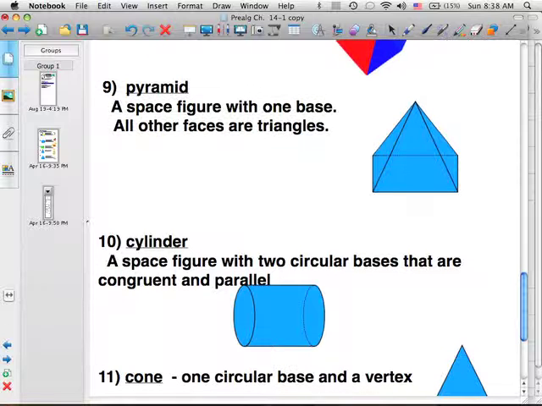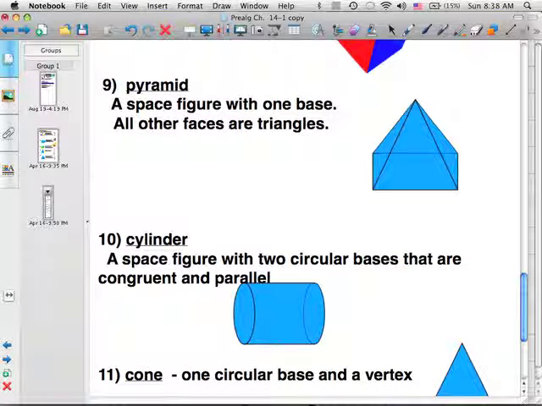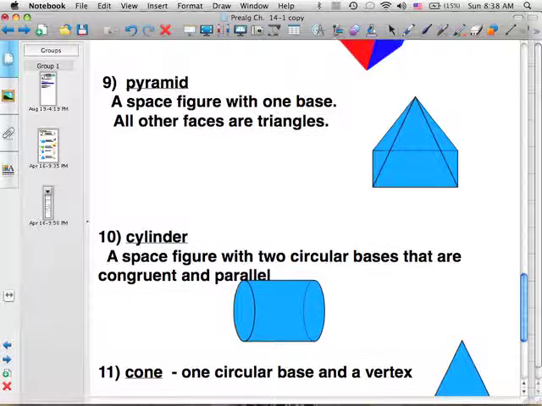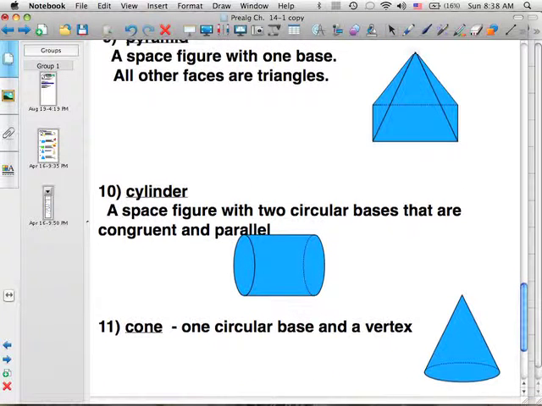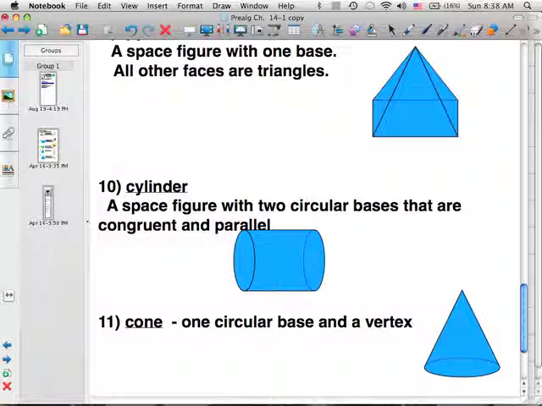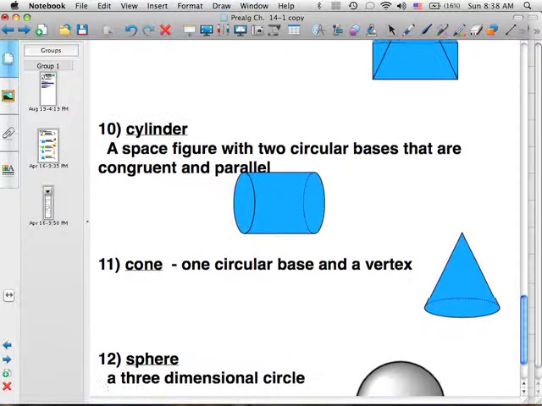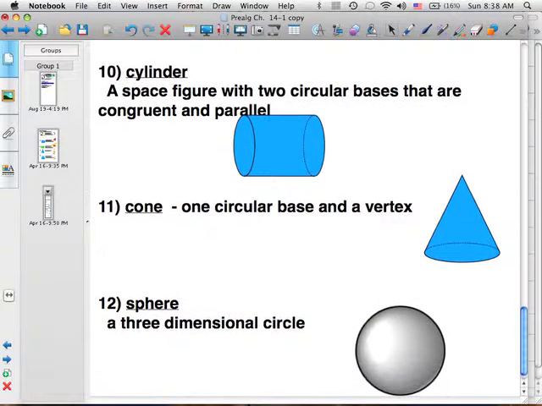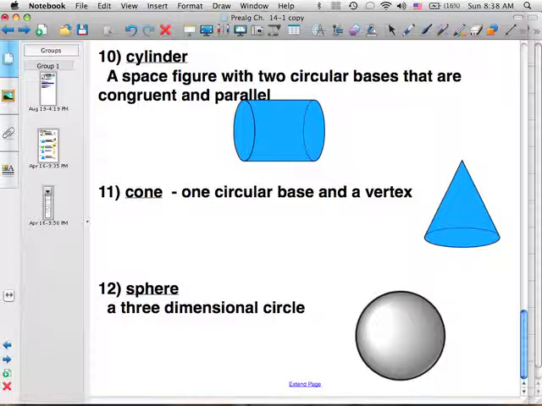A cylinder is a space figure with 2 circular bases. The bases are circles, and they're parallel to each other. In other words, a can. And a cone is actually a cylinder that comes to a point. It has 1 circular base, and it has a vertex. And we're all familiar with ice cream cones. And finally, the last three-dimensional shape we're going to be working with is a sphere. It's a 3-dimensional circle, a ball.